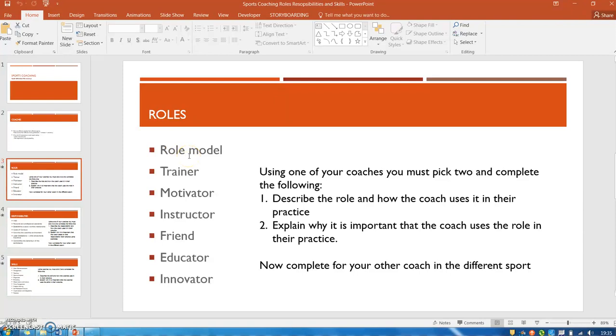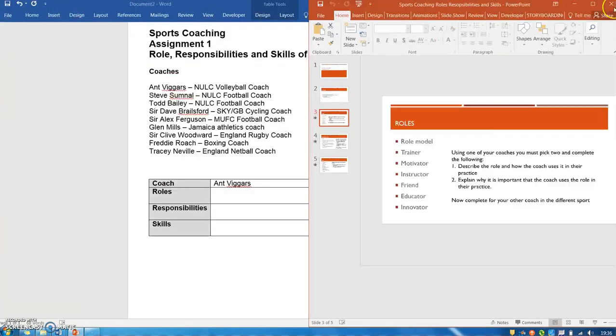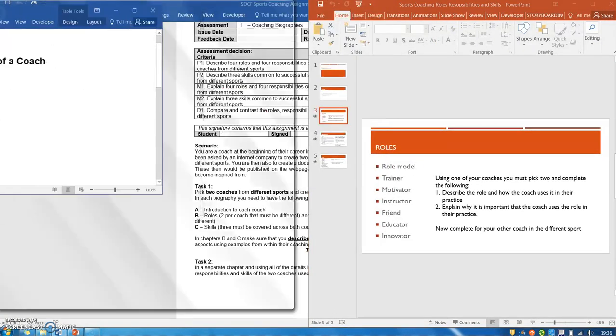Okay, so a role is something that the coach would undertake, how they would do their practice. So you can describe elements of these if you want to. What I'm going to do is put that there, put that here.